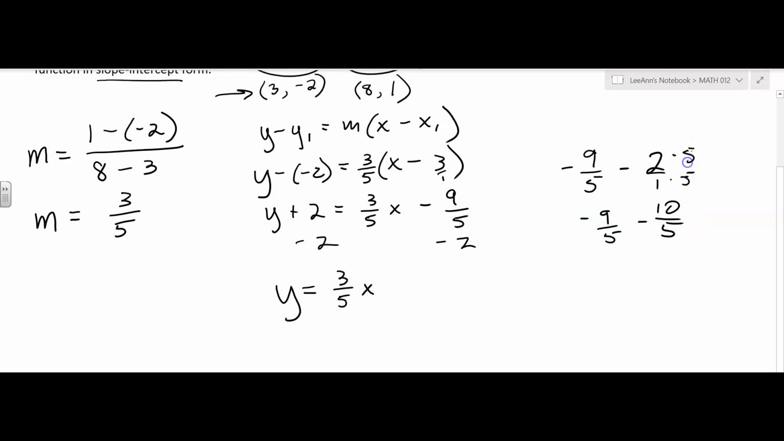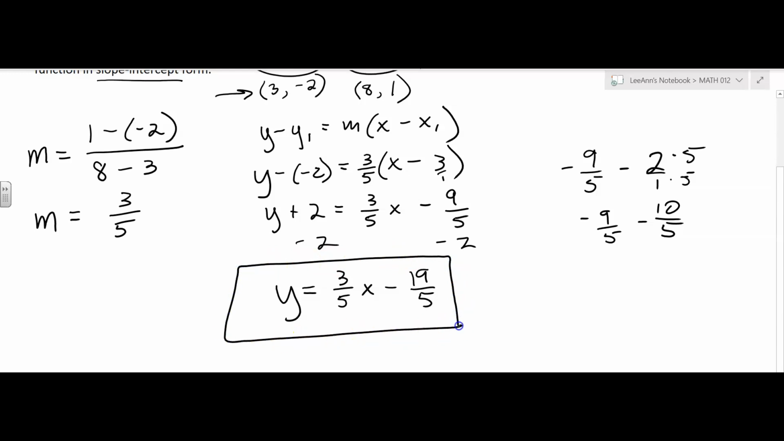So I know sometimes it's been a while since we've done some math, but anyway. And that's going to be minus 19/5. So that would have been pretty hard to read off the graph, for the y-intercept. But there we go. That's the equation in slope-intercept form, and that's what they wanted.